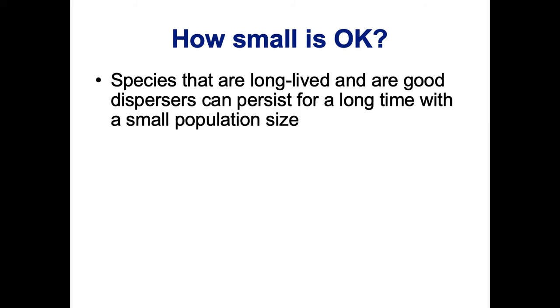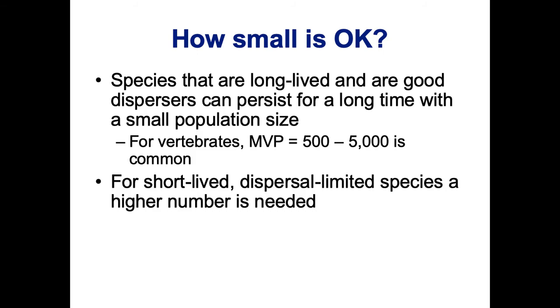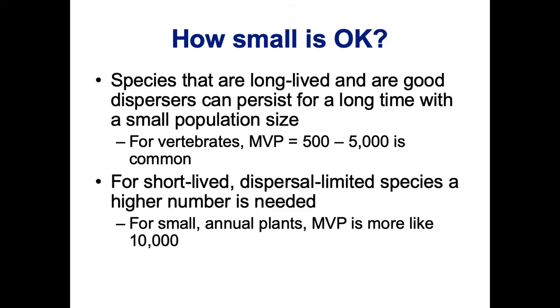Species that are longer lived and are good dispersers can persist for a long time at a small population size. So for vertebrates, a minimum viable population of 500 to 5,000 is common. For short-lived species that are dispersal limited, you need a higher number of individuals. So for example, for small annual plants, the minimum viable population size is more like 10,000. And you can think about that. A little flower in a field, you're going to want more of those than for birds or bison, right? Like that population of small annual plants just isn't going to make it if it has the same number as there are of bison, right?